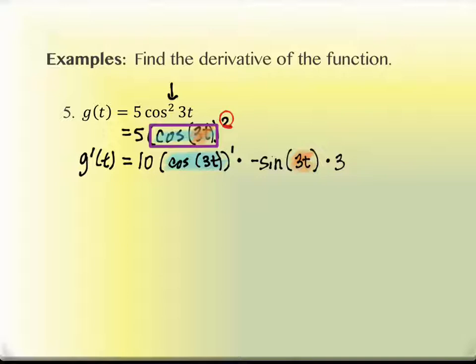Again, on your quiz on Friday, you'd stop right here. You'd be all good to go. For today's, what we're doing, we're going to clean up what we can. You'll notice that you have a 3 and a 10 and a negative, so that's negative 30. And then I have cosine of 3t and sine of 3t. And you can put the 3t's in parentheses if you want to. You can leave them off if you want to. They're understood to be there, so they don't have to actually be visible.